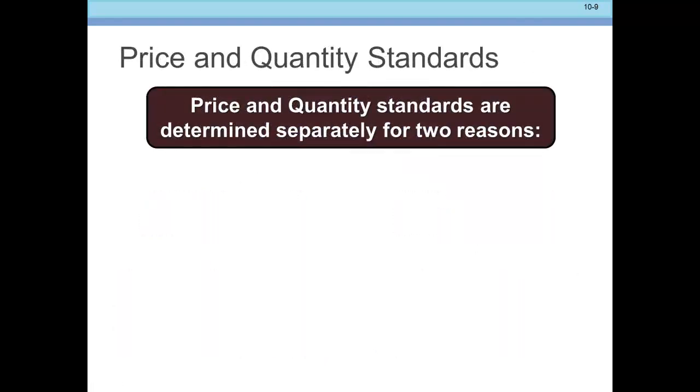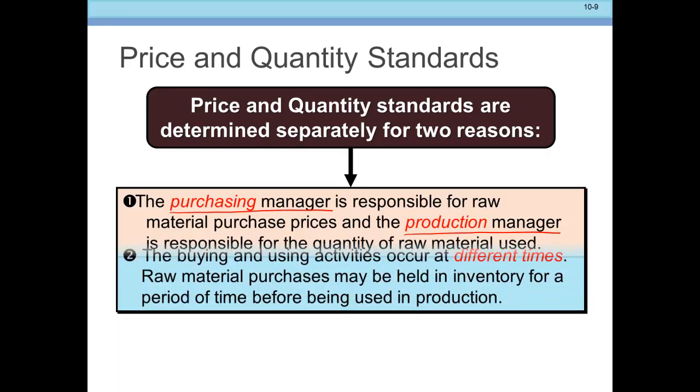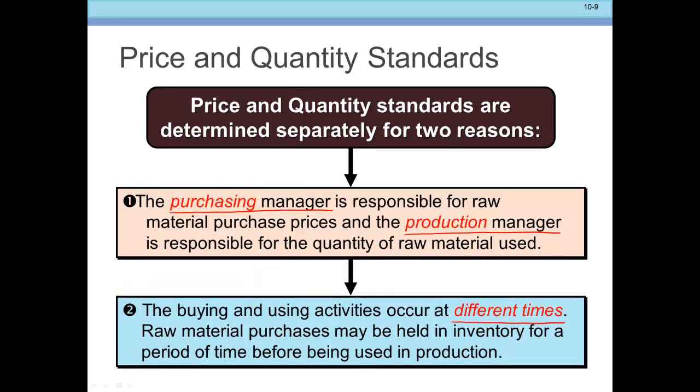Price and quantity standards are determined separately for two reasons. Different managers are usually responsible for buying and for using resources. For example, the purchasing manager is responsible for raw material purchase prices, and the production manager is responsible for the quantity of raw material used. The buying and using of resources occur at different points in time. Raw material purchases may be held in inventory for several months before it is used in production. So when we go to use some material, it would be hard to figure out how much that specific material cost several months previous.